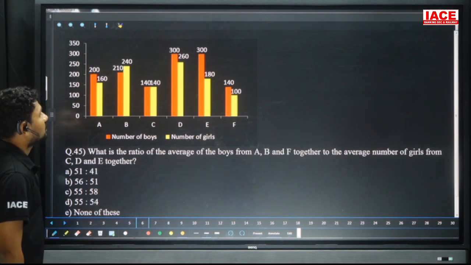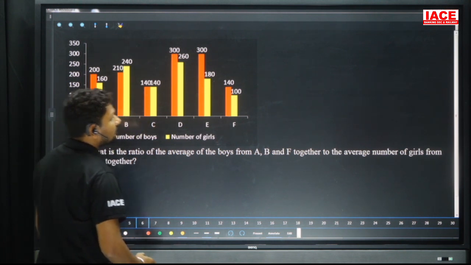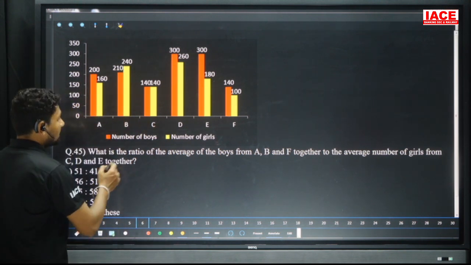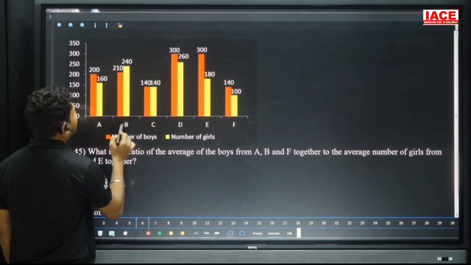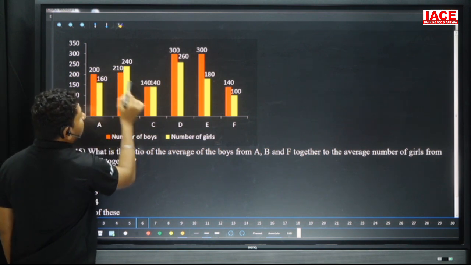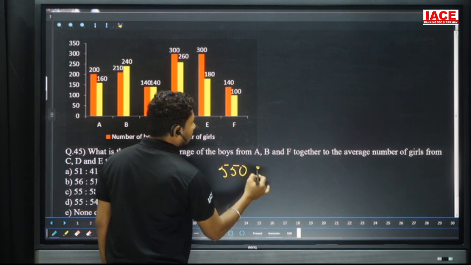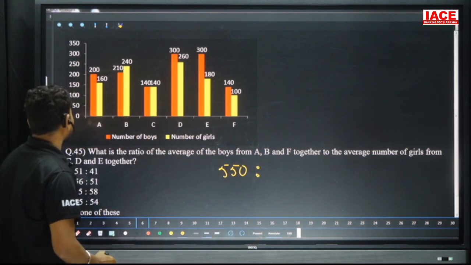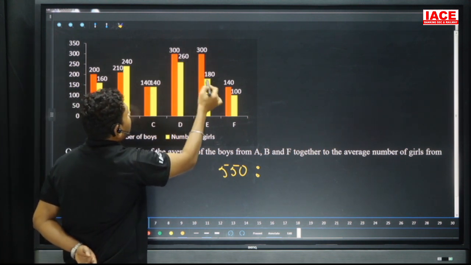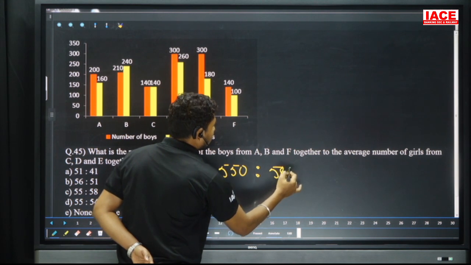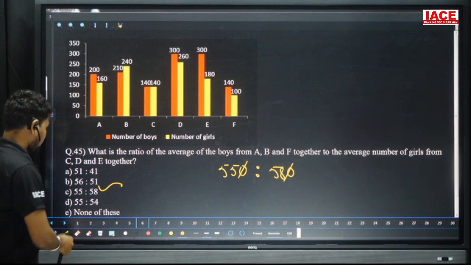Next, what is the ratio of the average of the boys from ABF together to the average of the number of girls from CDE together? What is the ratio of the average of boys ABF? ABF boys we require 200, 210, 410, 410 plus 150, 550. Ratio to the average of the number of girls from CDE. Girls from CDE here 140 plus 260, 400, 580. By 3 cancel. 0, 0 cancel. 55 is to 58. Our option is C.